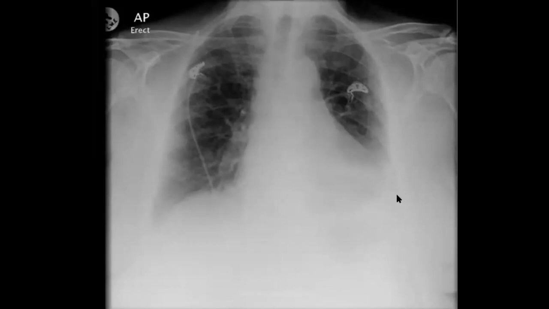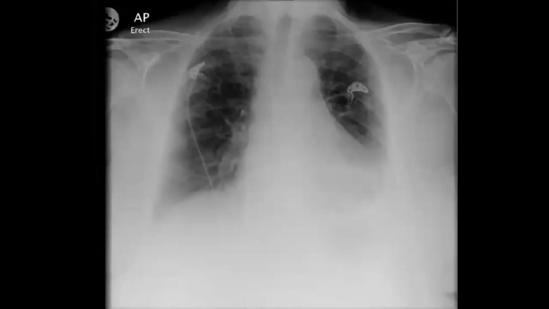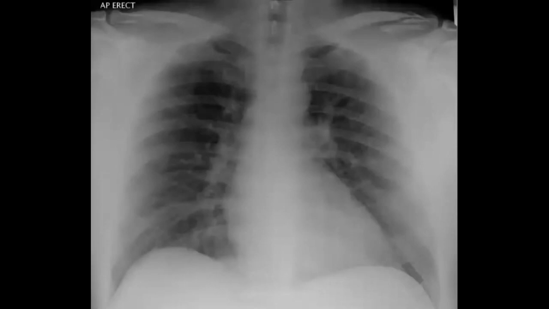Cardiomegaly, probably. There is effusion rising to the axilla, and there is interstitial edema. So maybe this patient has cardiogenic pulmonary edema with pleural effusion. Thank you, Rania. Yes.